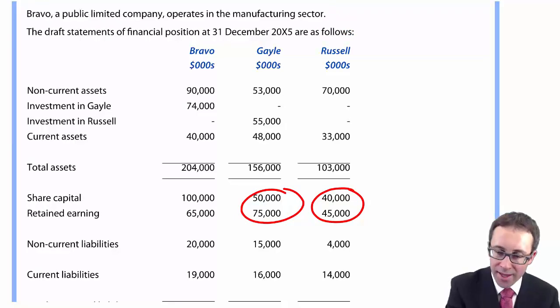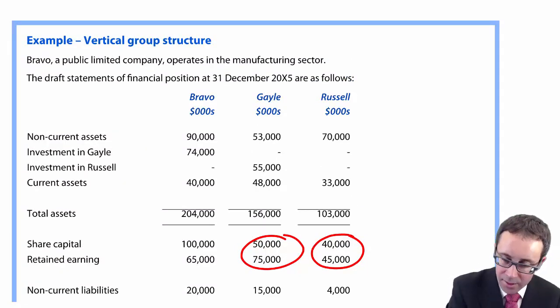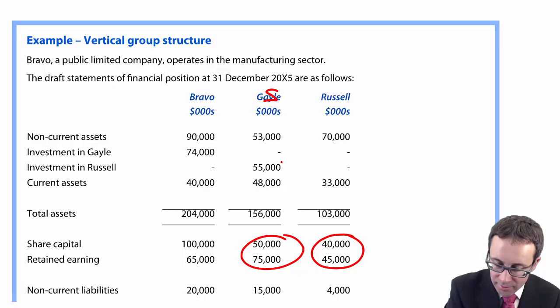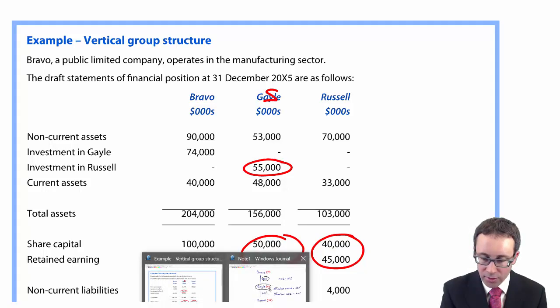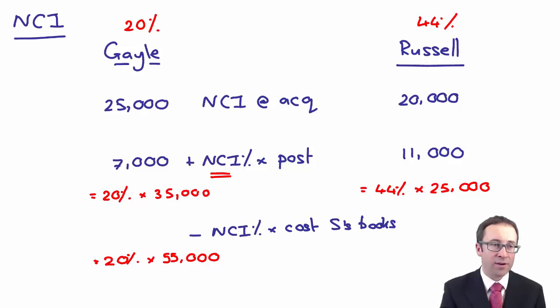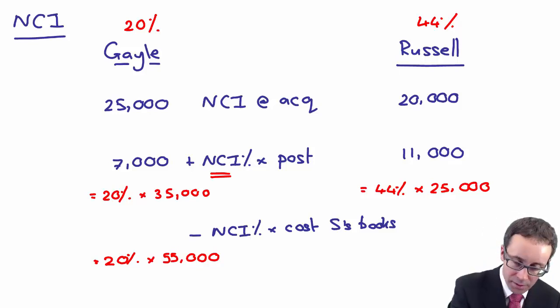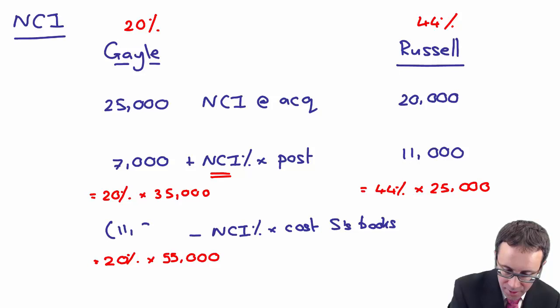Now, if we go through and look at the sub only, here is the subsidiary, isn't it? So you have there in Gale. Gale is the sub, isn't it? There is an investment there of 55,000, which forms part of the net assets of that subsidiary. We don't want anything to do with the subsidiary within the non-controlling interest calculation of the sub, do we? So we need to remove the non-controlling interest share of that 55,000.